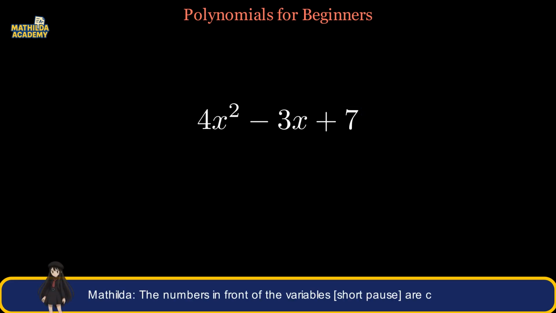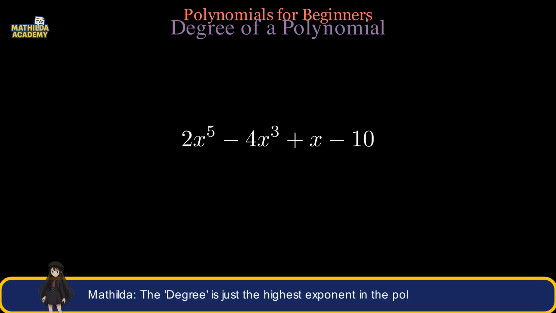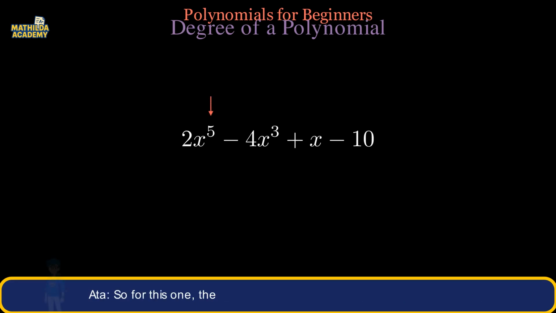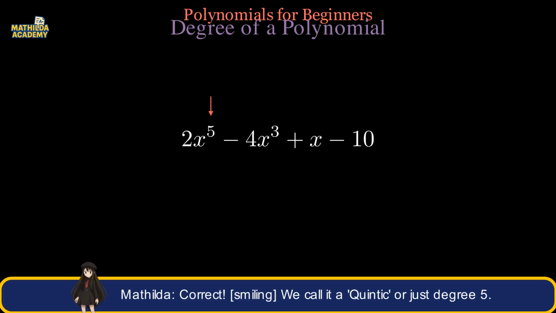The numbers in front of the variables are called coefficients. The degree is just the highest exponent in the polynomial. So for this one, the highest power is 5. Is it a degree 5 polynomial? Correct. We call it a quintic, or just degree 5.